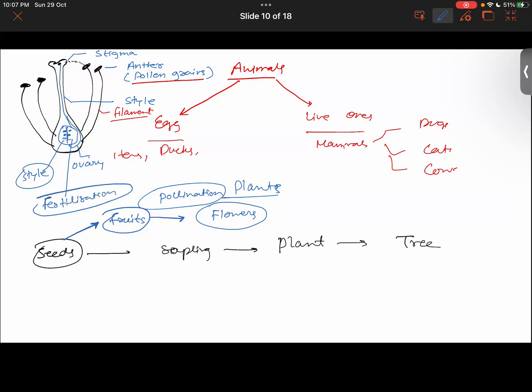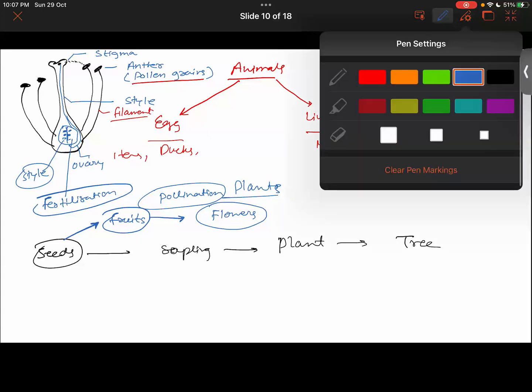So after fertilization has taken place, the flower will gradually convert into fruit, right? And in the fruits, seeds are enclosed. That is how reproduction basically takes place in plants. Flowers get transformed into fruits, the fruits include seeds, and from the seeds new plants grow. And some plants can also reproduce apart from seeds.